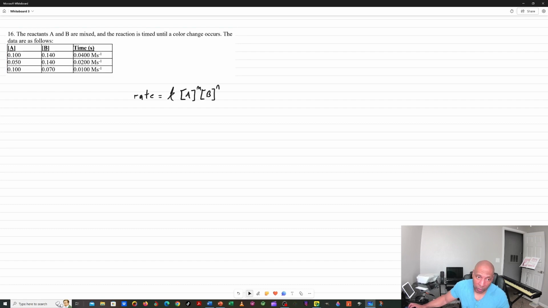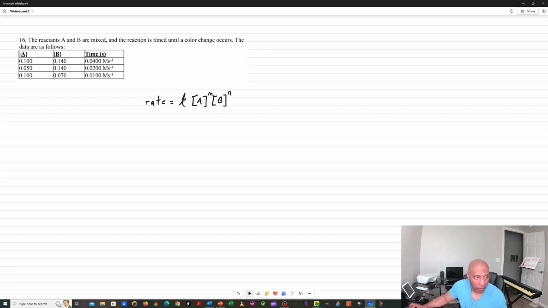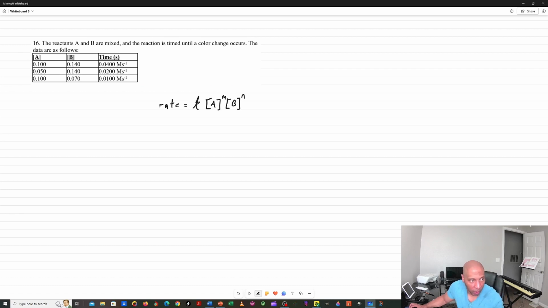I'm finding the order with respect to A. So I'm going to choose 2 experiments. This one, of course, is experiment 1, this is 2, and this is 3. I'm going to choose 2 experiments where my B concentration stays constant. I'll say that again. In order to find the order, no pun intended, with respect to A, I need to choose 2 experiments where my B concentration is a constant. All right, so of course that's going to be 1 and 2.